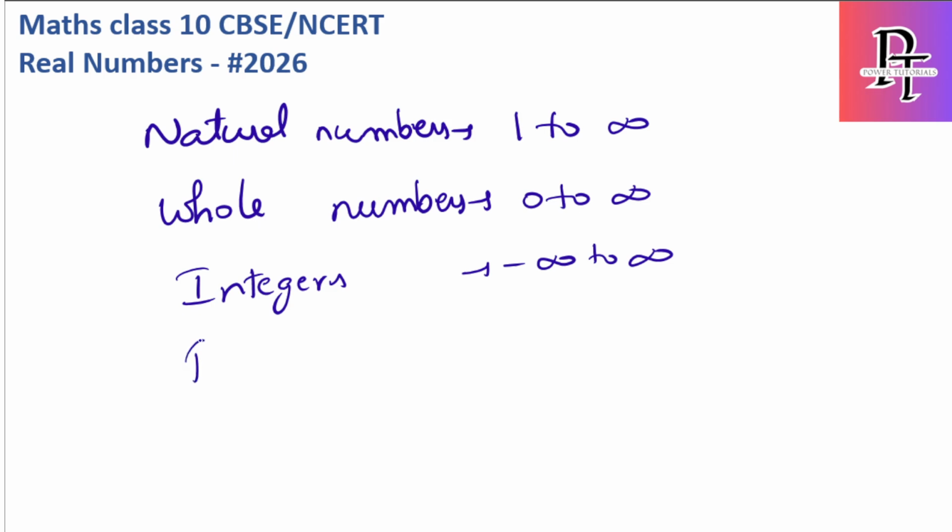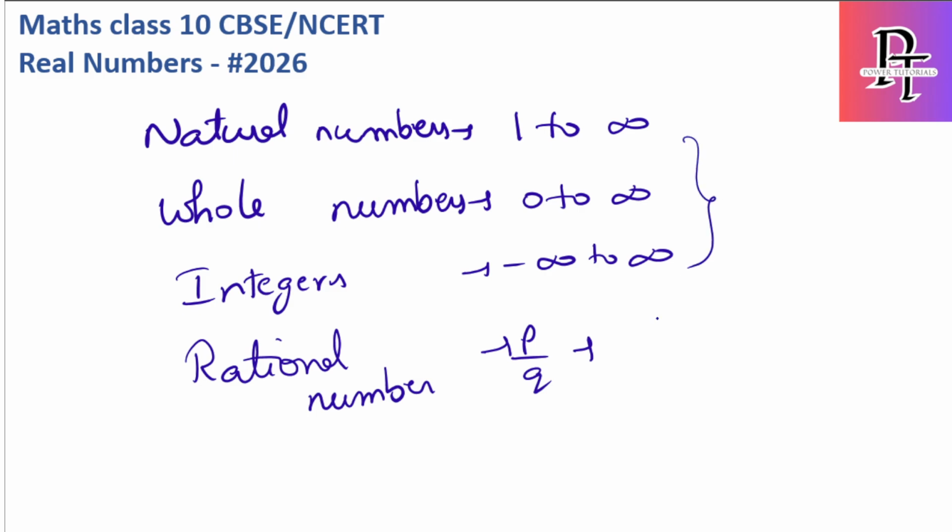Then we have the last one, which is rational numbers. Rational numbers are those which can be written in the form p by q. So all this comes under rational. With respect to symbols, natural numbers are written as N, whole numbers are indicated as W, integers are indicated as Z, and rational numbers are indicated as Q. These are the symbols.